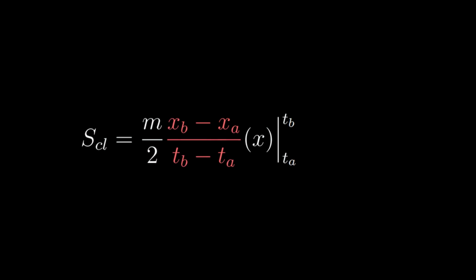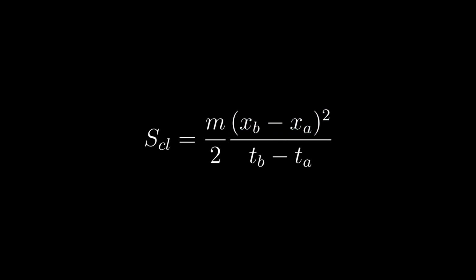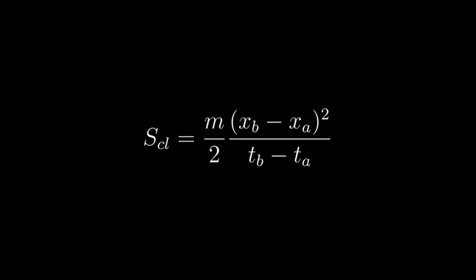Plugging this in, we then evaluate x at t sub b and t sub a, which leaves us with x sub b minus x sub a. Combining this with the numerator gives us a square term of x sub b minus x sub a. This again yields the desired formula for the classical action, and there we go. That is a complete solution to problem 2.1.